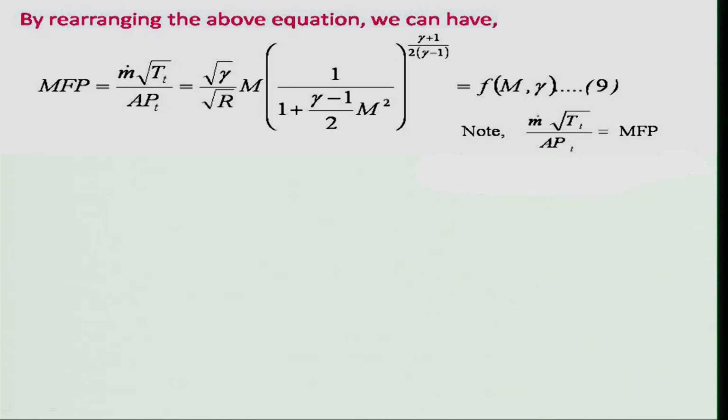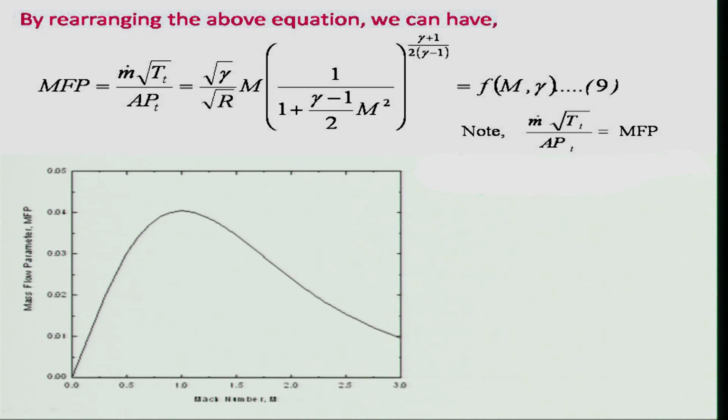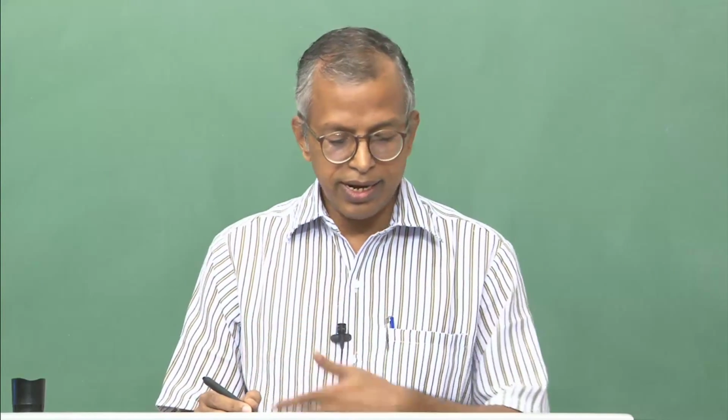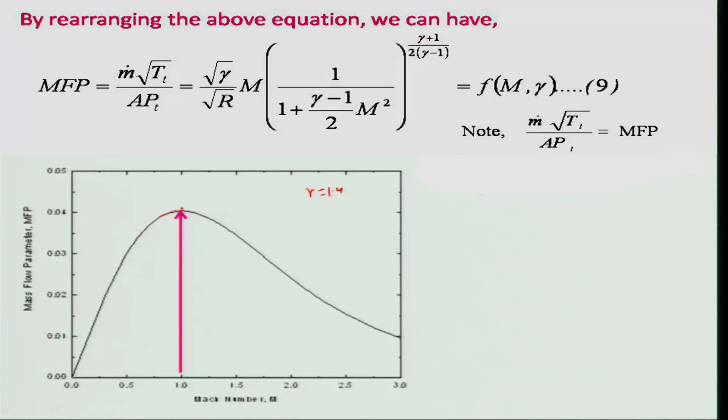So, as I told you, I am calling this term the mass flow parameter. If I plot this expression for gamma equal to 1.4, what will I see? I will see that the mass flow parameter increases with Mach number, reaches a certain value, and then decreases. These peak values occur at Mach number equal to 1. Of course, in the subsonic flow it goes on increasing, and then it decreases.